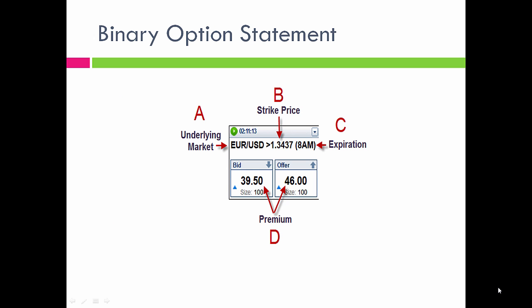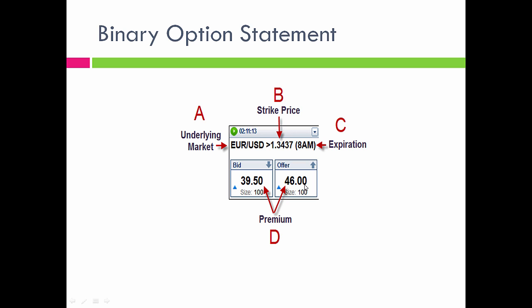Now, this is a binary option statement. Point A tells us that this is the underlying market. In other words, this binary statement is based on the euro US dollar. B shows us our strike price. It will be greater than 1.3437 by 8 a.m. New York time. That's considered the expiration. Under the binary option statement, we have a bid and we have an offer.